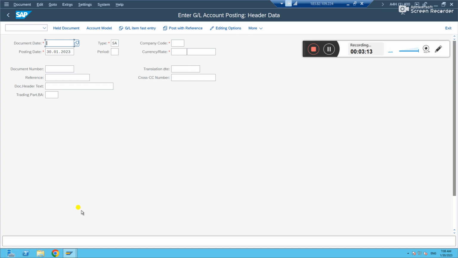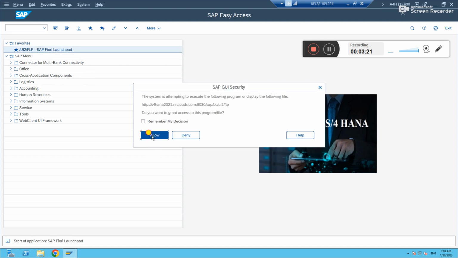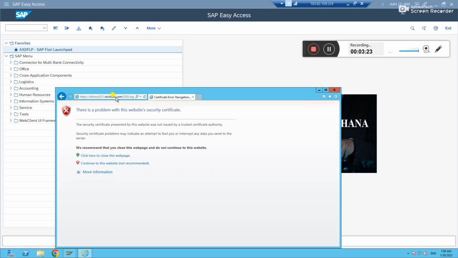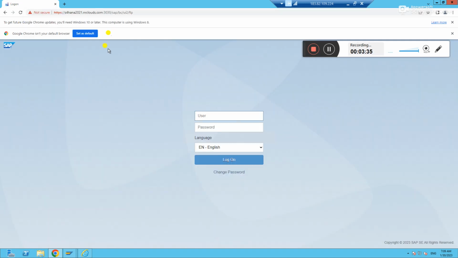That is the reason you have an option in SAP S/4HANA: Fiori GUI. If you want to access Fiori, it will open in a web browser. Internet Explorer is nothing but a web browser, like Google. If I open that link here, now it is asking me username and password.